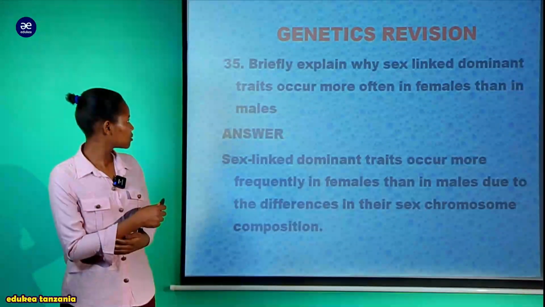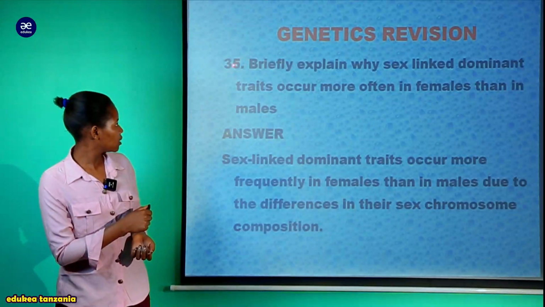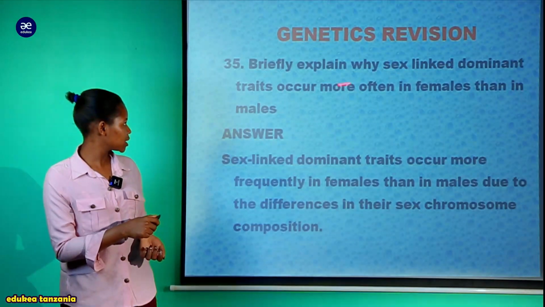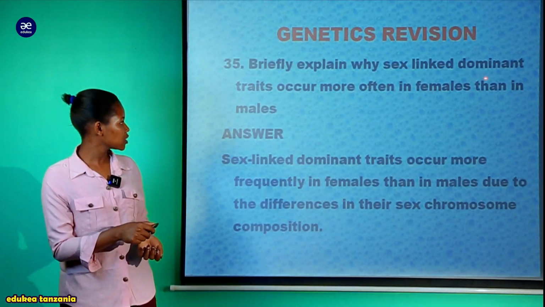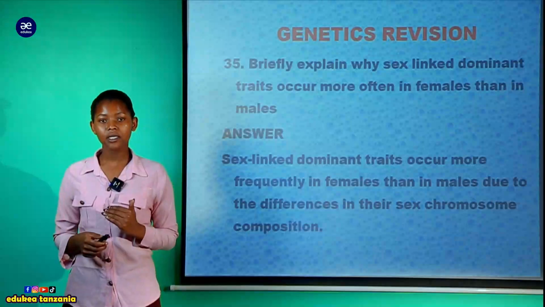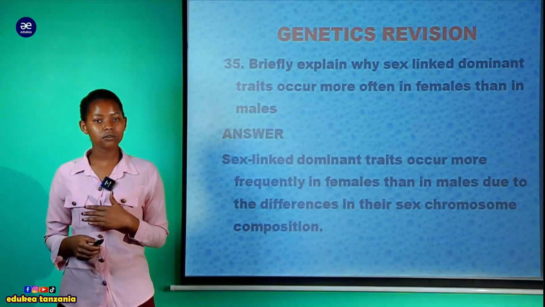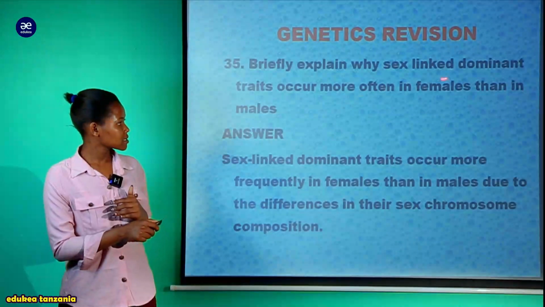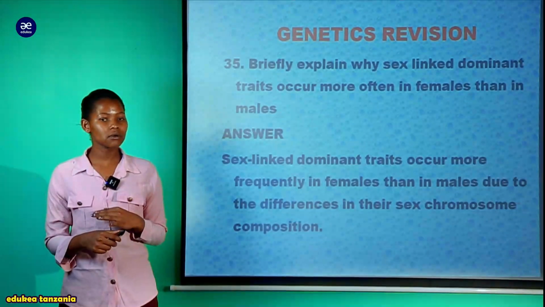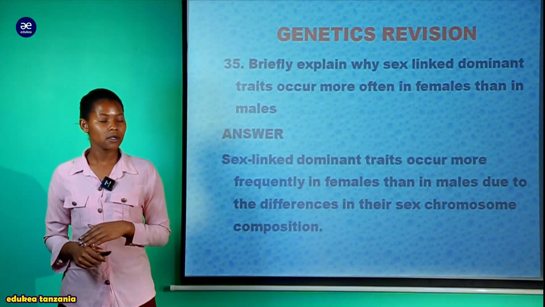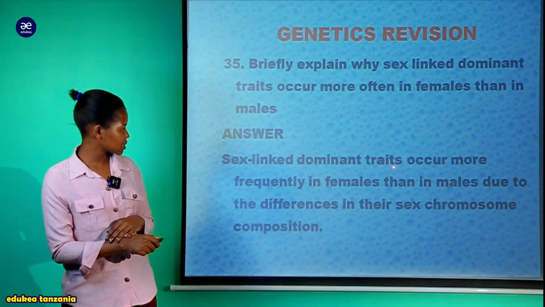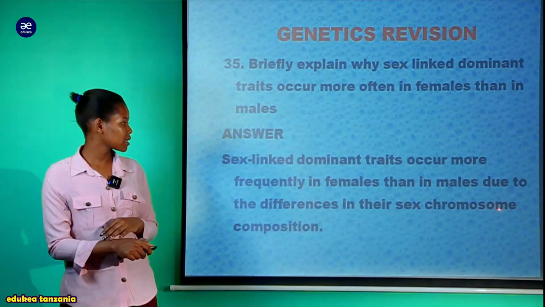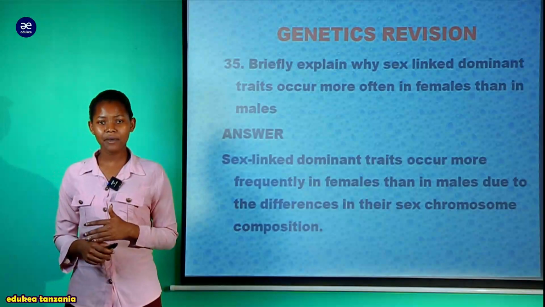And now we are going to look at question number 35. You can see, briefly explain why sex-linked dominant traits occur more often in females than in males. We are going to look at why sex-linked traits occur more in females than in males. When we say sex-linked dominant traits, it means they are linked on the X chromosomes. As you can see here, sex-linked dominant traits occur more frequently in females than in males due to the differences in their sex chromosome compositions. That is the main reason.